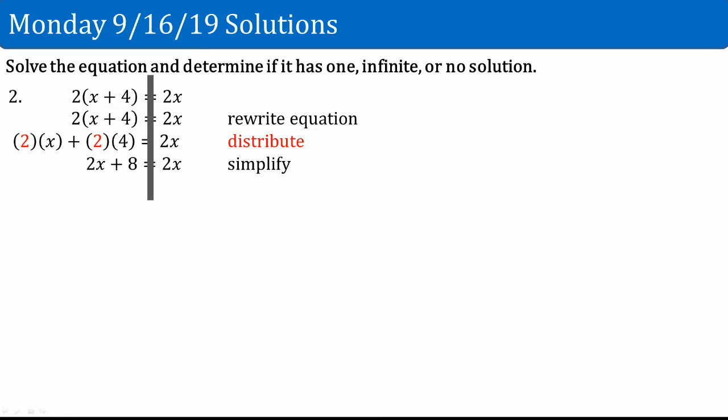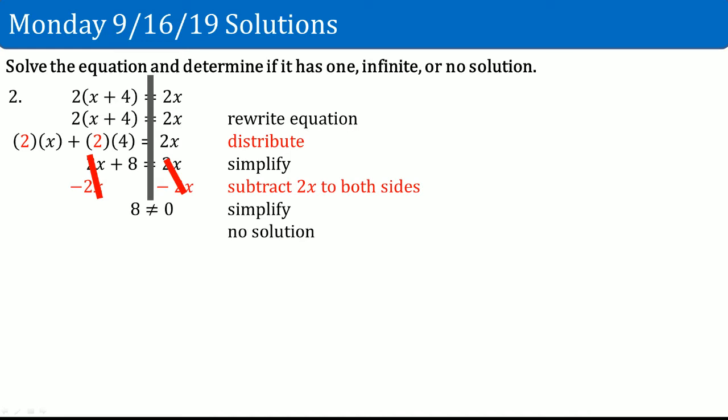You see a 2x on the left. We're going to subtract 2x from both sides. 2x minus 2x on the left cancels out. 2x minus 2x on the right cancels out. You have an 8 on the left-hand side. On my right-hand side, you got a 0. 8 is never equal to 0. Therefore, we will say there is no solution.